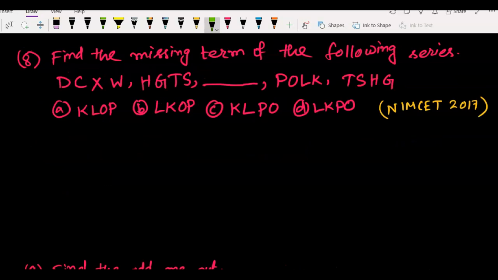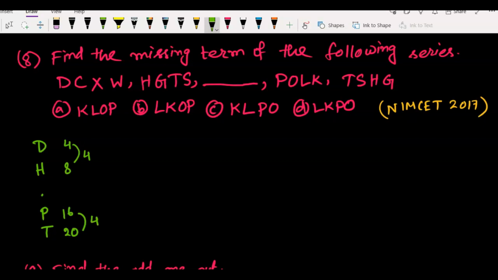Now from question 8, you have to find the missing term. So first we have D, then here is H, then this term is missing, then we have P, then we have T. So D is 4, H is 8, P is 16, T is 20. So we see that there is a gap of 4. Here is also a gap of 4. So here we should have a gap of 4.